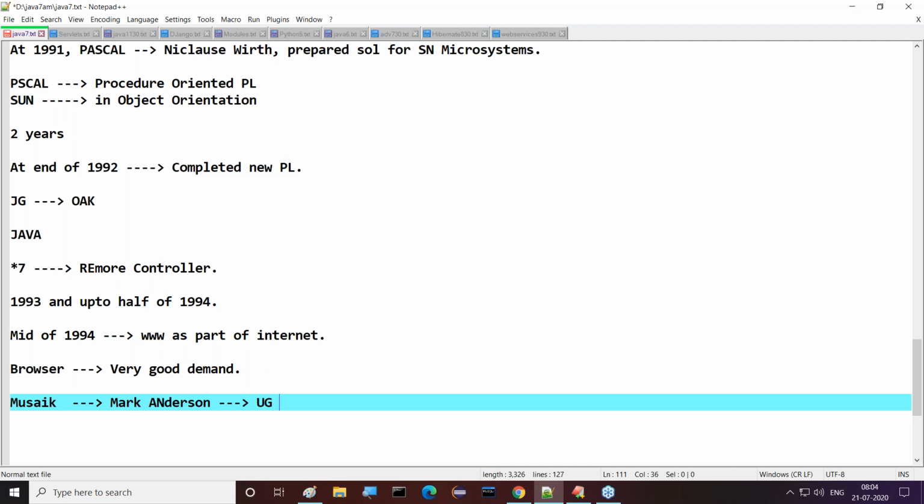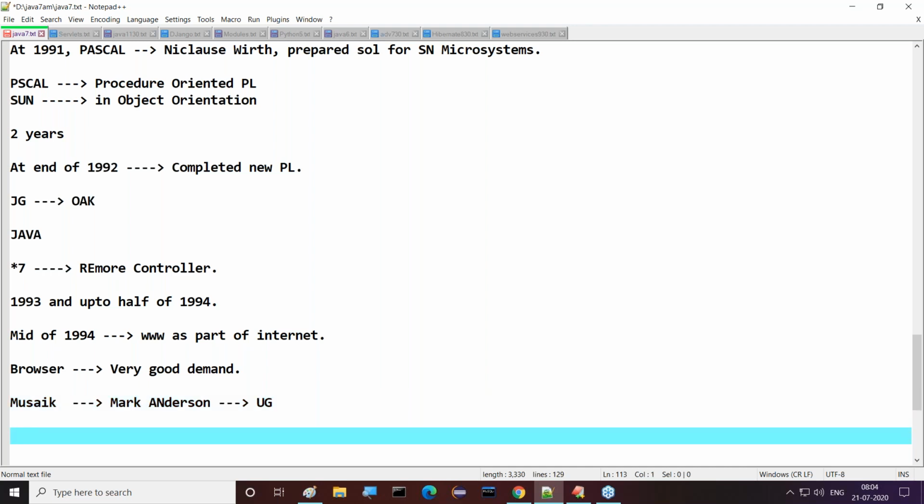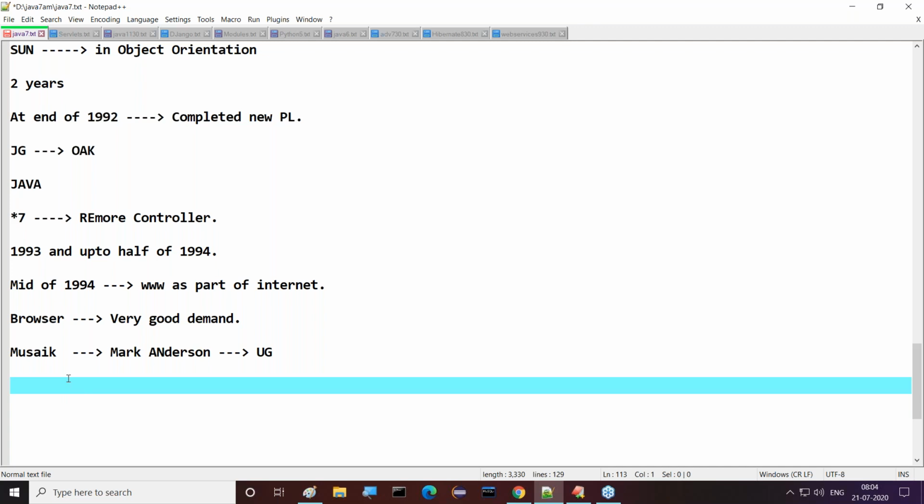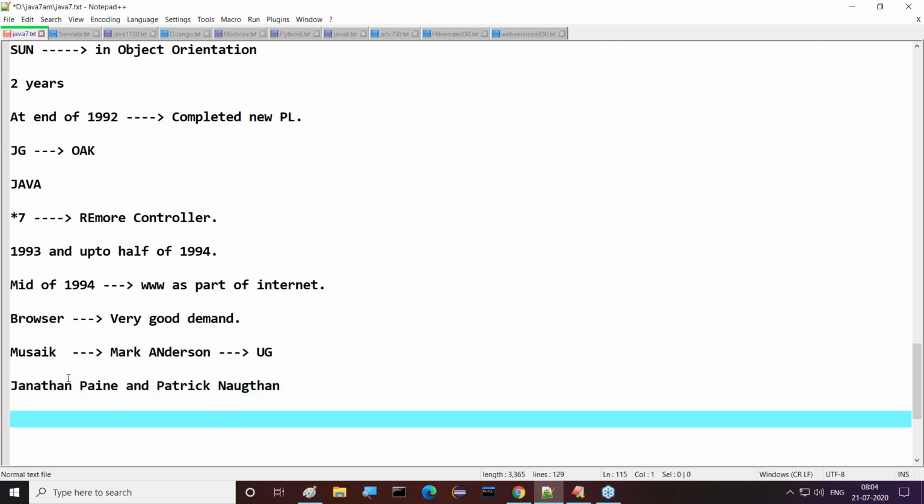Then, by seeing the total demand for these browsers in 1994, Sun Microsystems wanted to prepare their own browser on the basis of the Java programming language. Immediately, Jonathan Payne and Patrick Naughton took the responsibility to prepare this new browser. They started the preparation and took nearly 1.5 years of time again.